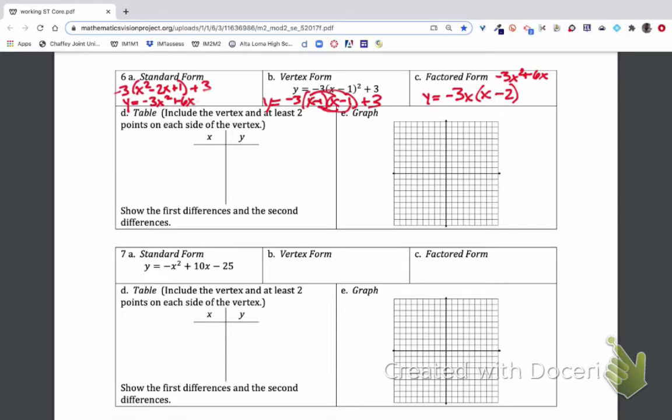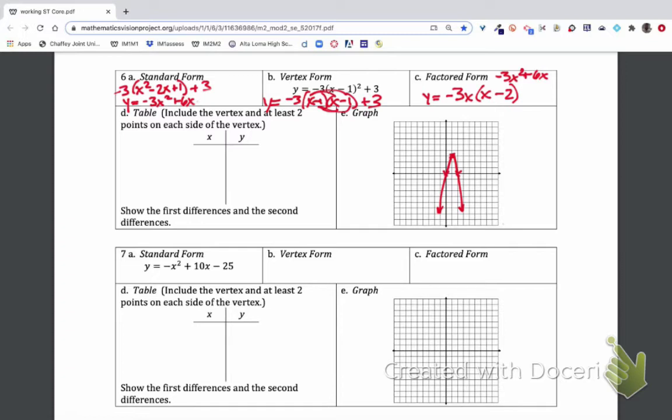I know my x-intercepts are 0 and positive 2. I know that my vertex is at 1 comma negative 3. Or sorry, not negative 3. Whoopsie. Positive 3. I know that my y-intercept is also at 0 based on standard form. So from there, I know that I have a graph that looks something like that.